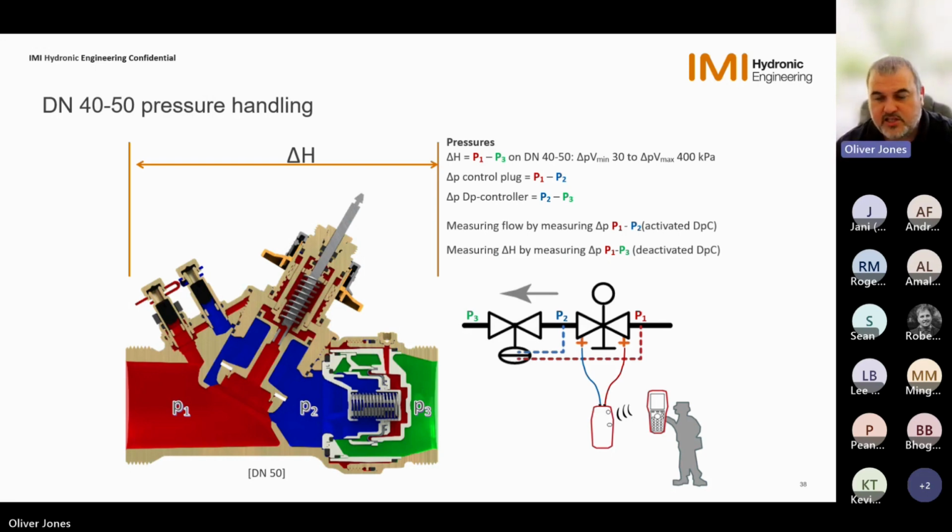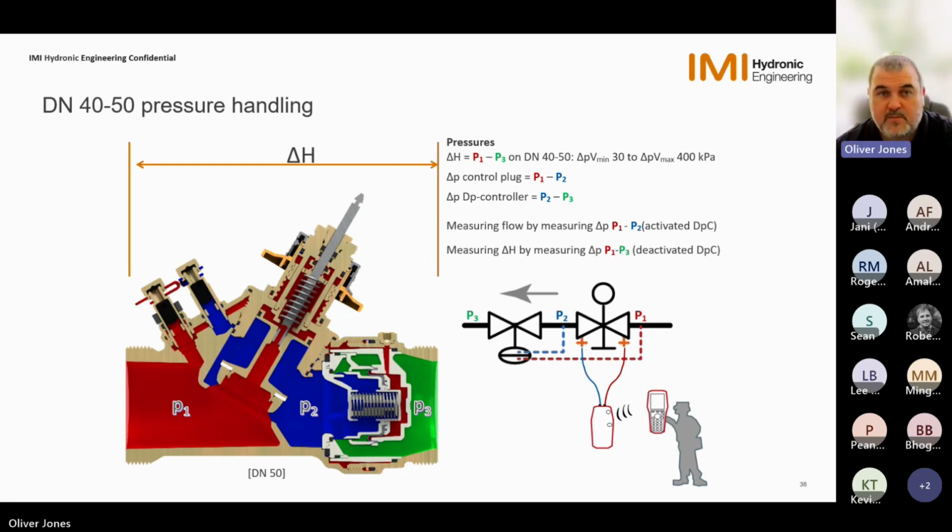Pressure handling across the 40 to 50 is very similar to the 15 to 20. The only difference realistically is that we require slightly higher differential pressures. So we need 30 kPa as a minimum to operate the valve, and again a maximum of 400 kPa.